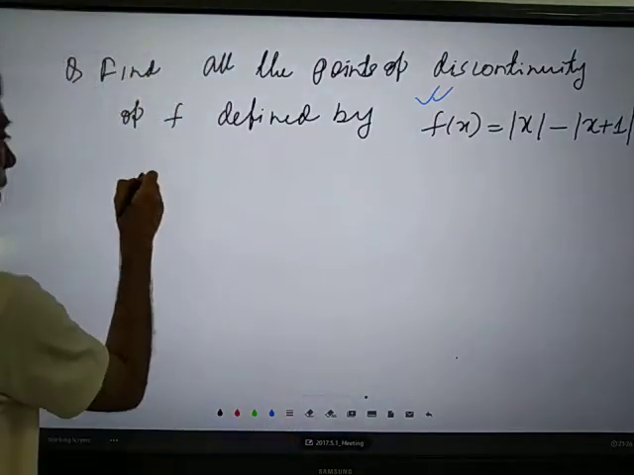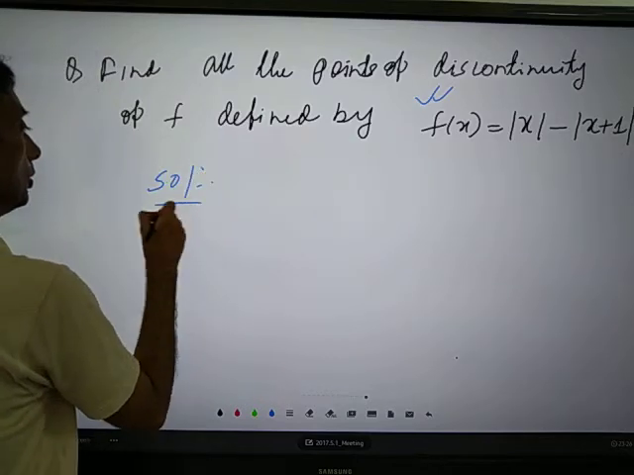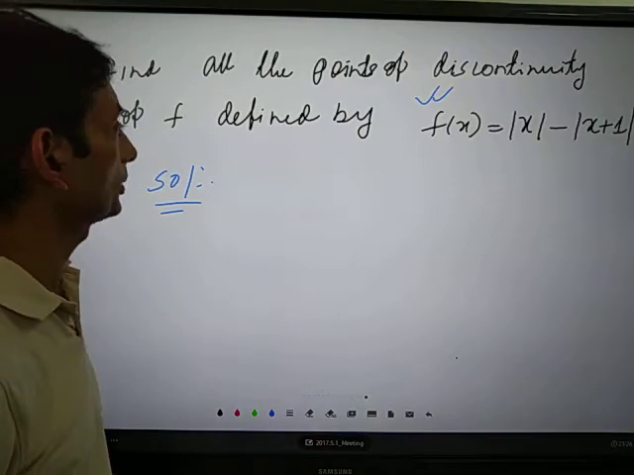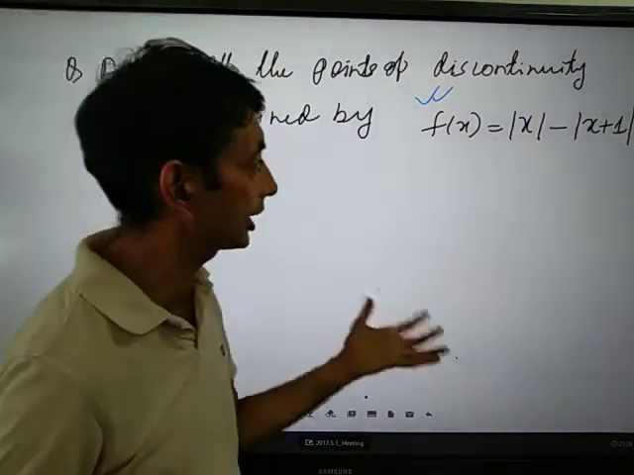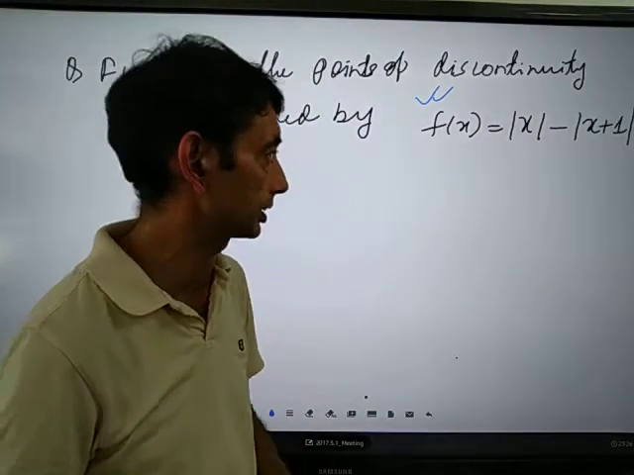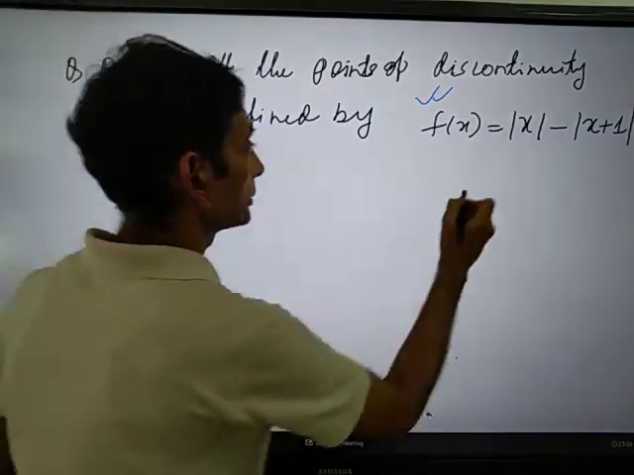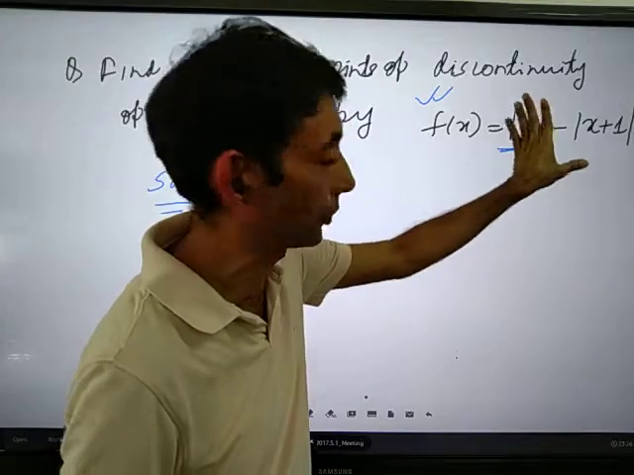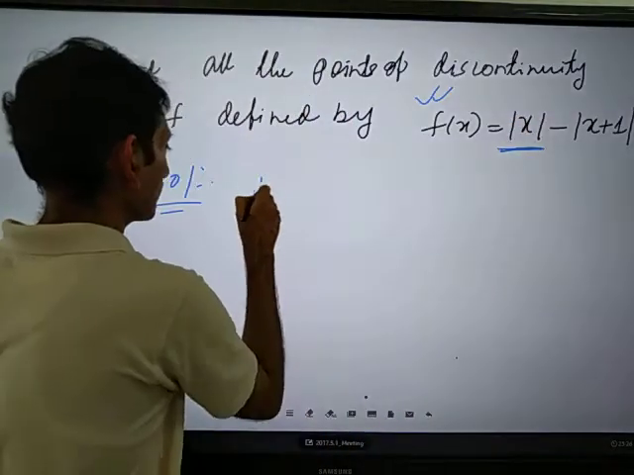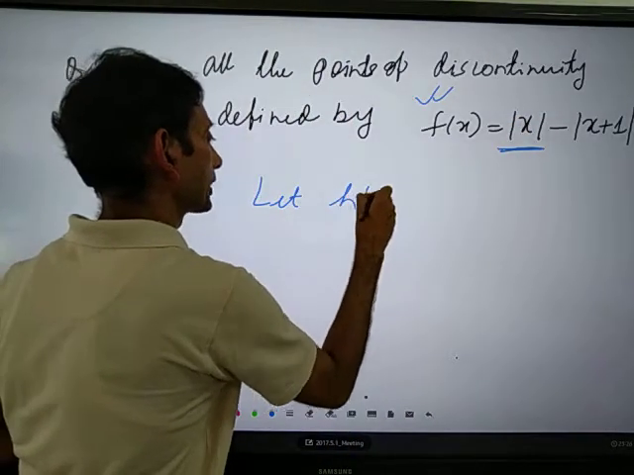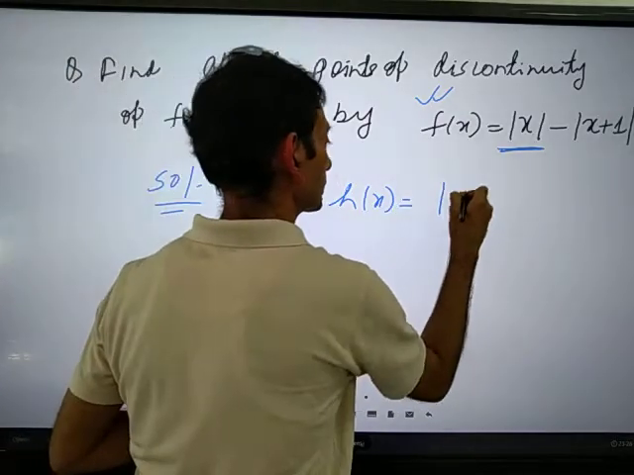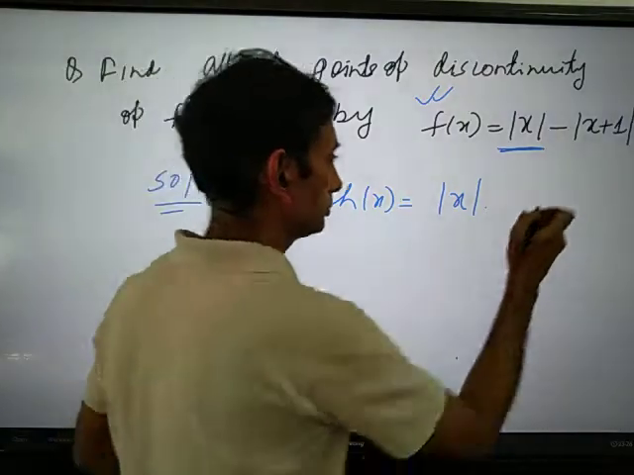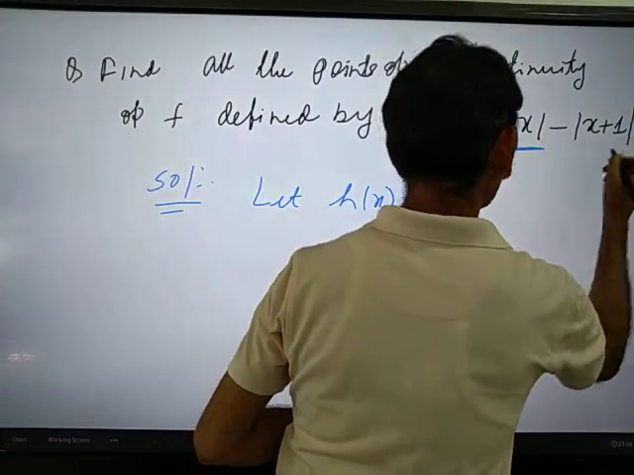So how to discuss this question. Find all the points of discontinuity of f defined by this. Let us check whether there is any point of discontinuity. This is a known function for us, that is the mod function. So let's focus on that. Let h(x) equal to mod x, right?